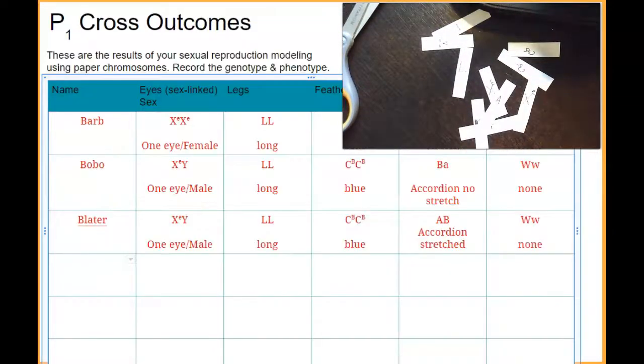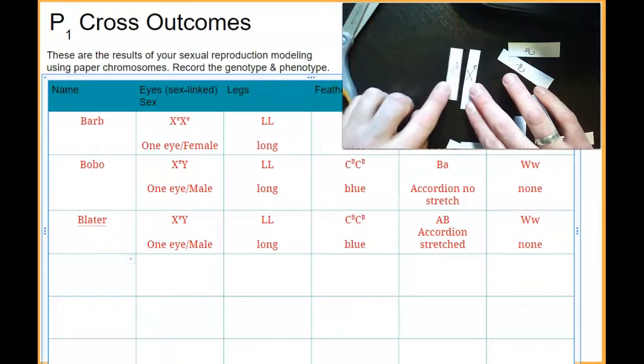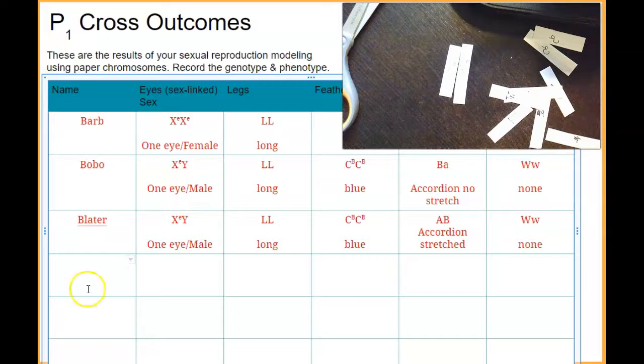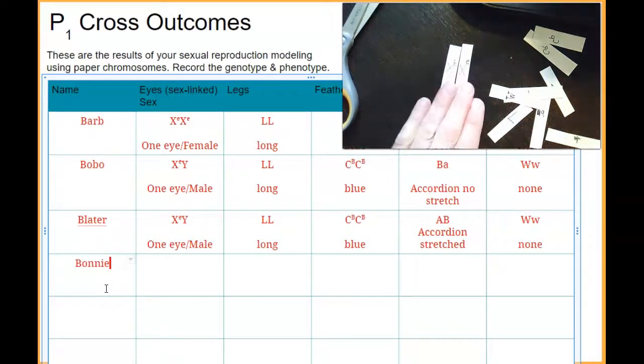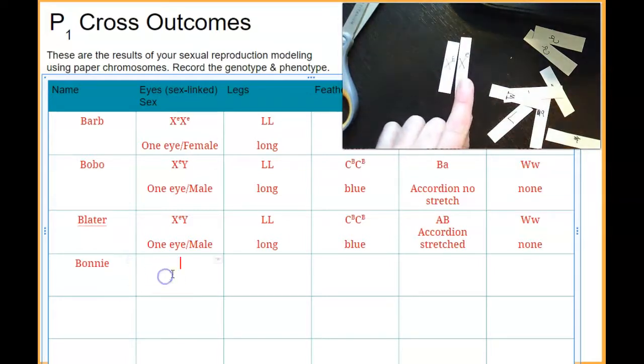So let's see what we got. So the siblings are already Barb, Bobo, and Blater. So do they have a brother or a sister? Well, let's see. Well, boom, we've got a sister, right? So Barb, Bono, Blater, and now we have a new sister. Let's go Bonnie. We'll stick with the B's. All right, so this is Bonnie. We know Bonnie. We know her genetics.